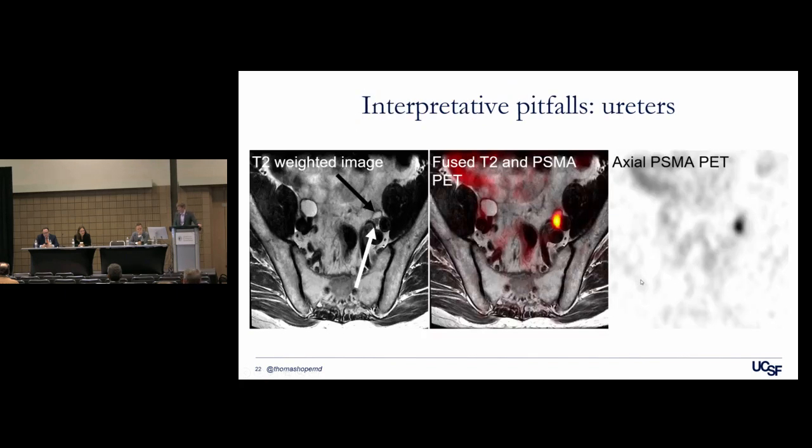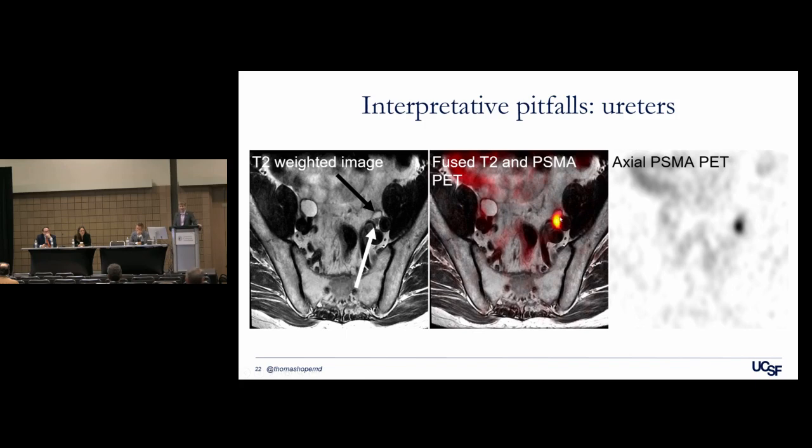Now, the other things to think about in terms of interpretive pitfalls. So here's a case. You can see this is a T2 weighted image on a PET MRI. These are the ureters filled with urine, right? So they're T2 bright. This lesion here was actually originally called ureteral activity, right? Because it looks very close to the ureter, but you can actually see there's a little lymph node right posterior to the ureter. And so when you do the fusion, you actually see the activity is just posterior to the ureter. So ureteral activity can both mimic cancer and mask cancer, right?